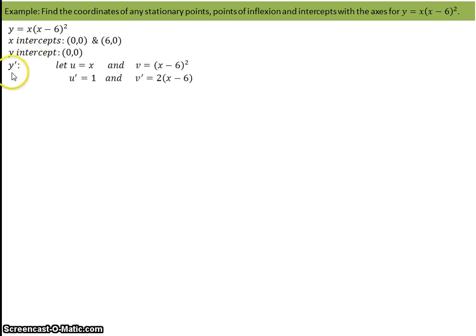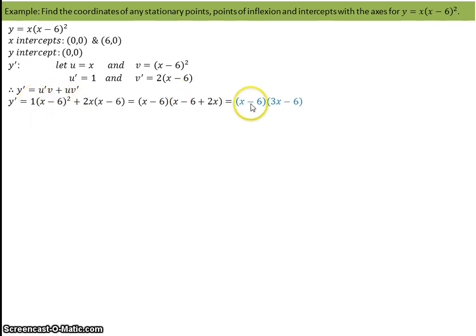Then we need to find the first derivative, y dash. I'm using the product rule over here, and I get y dash is equal to (x minus 6)(3x minus 6). To find the second derivative, it's easier for me to first expand the first derivative and write it as 3x squared minus 24x plus 36, and then use the power rule. I get y double dash as 6x minus 24.